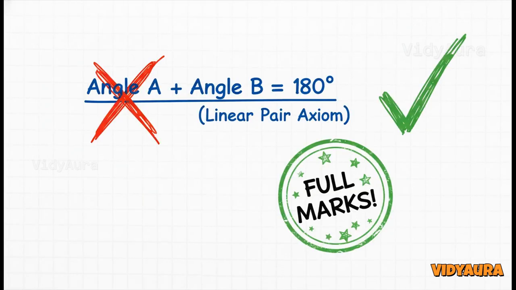All right, and here it is, my #1 exam tip. Listen closely. Whenever you write an equation in geometry, you must always write the reason in brackets right next to it. Don't just write angle A plus angle B equals 180. You have to write angle A plus angle B equals 180 and then in brackets, linear pair axiom. This tells the examiner that you know why you're doing each step. It's such an easy way to secure full marks.